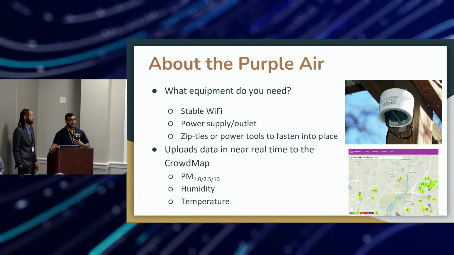PM2.5 is smaller. It can enter your lungs and bloodstream, and it has more of the cardiopulmonary endpoints like stroke, heart disease, early onset asthma as well, COPD. And then PM1 is even smaller, but there's no standard associated with that because it hasn't been studied as extensively in the literature. So that's why we're trying to look at PM1.